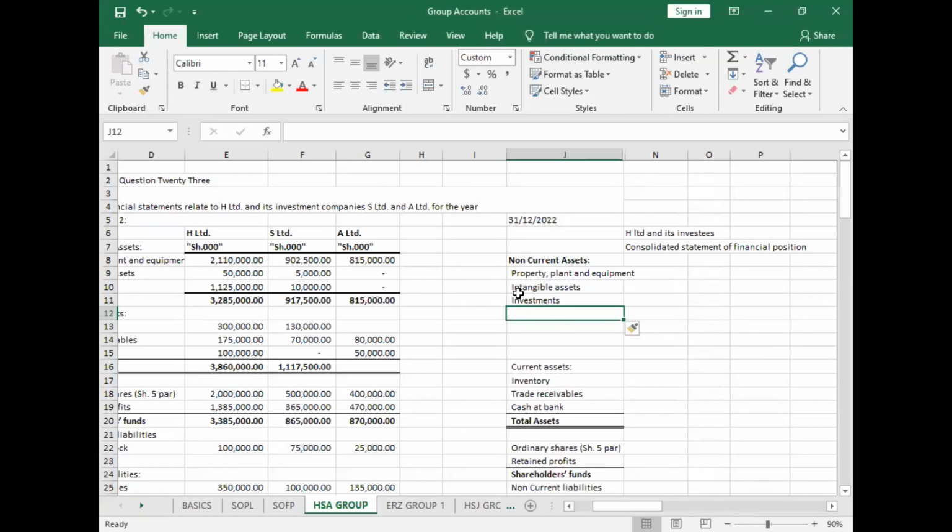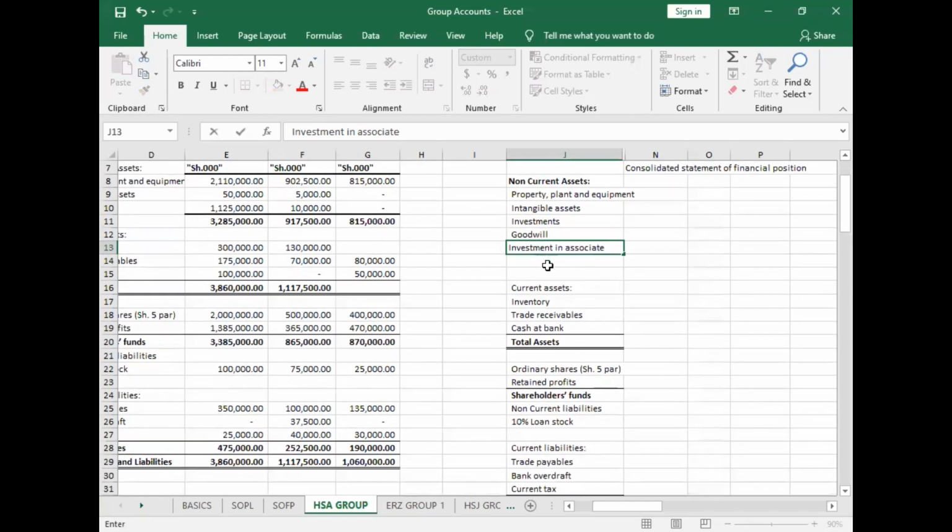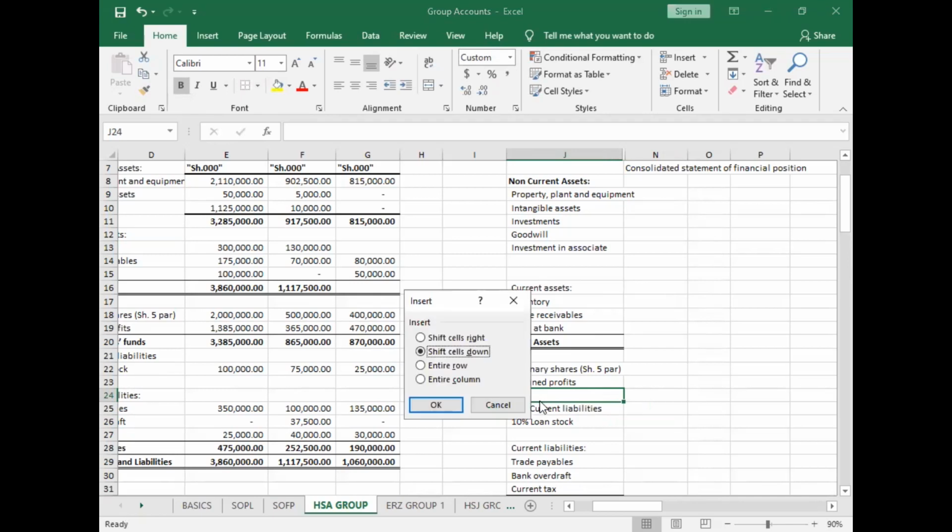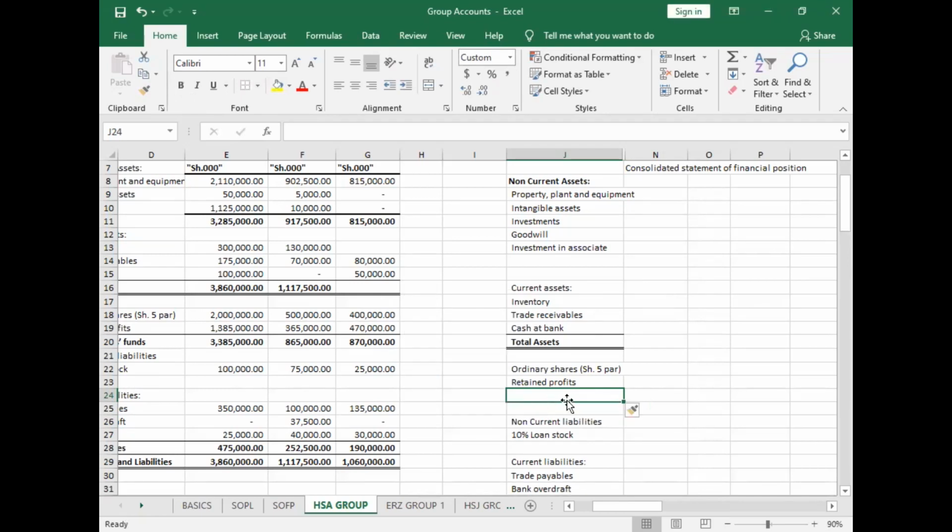So another thing that we'll have here is goodwill, and also investment in associate. Then I think we'll go to current assets. The current assets will be just as they are. So here I'll remove the borders there, Alt HBN. Then I also remove the shareholders' fund. Then I'll add another column here, Alt Control Shift plus Enter. So another column that will be here will be NCI. Then we go to non-current liabilities.